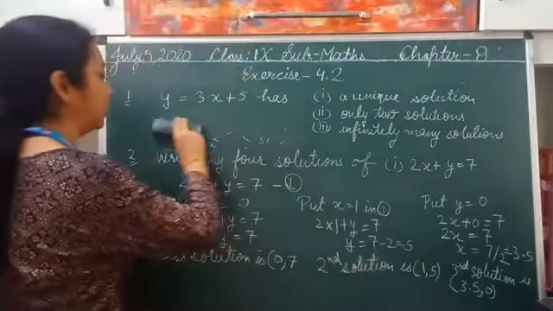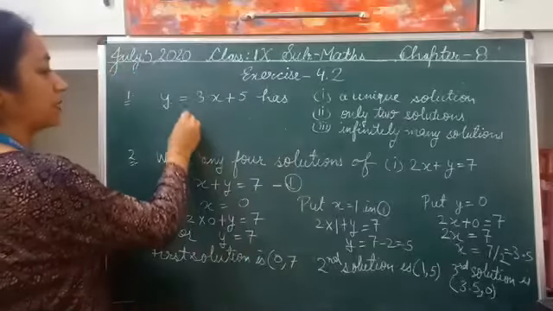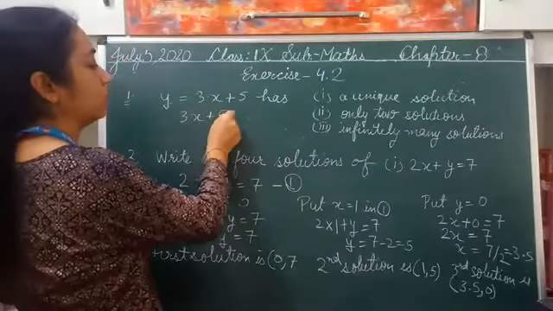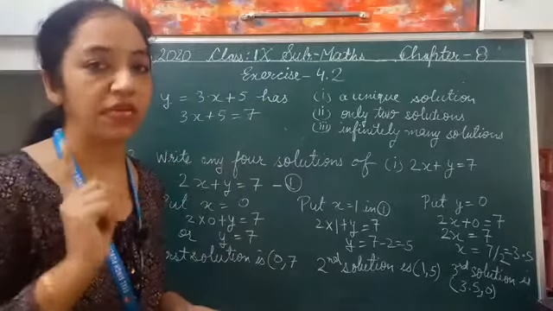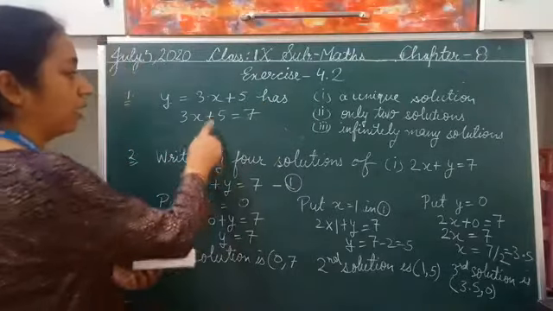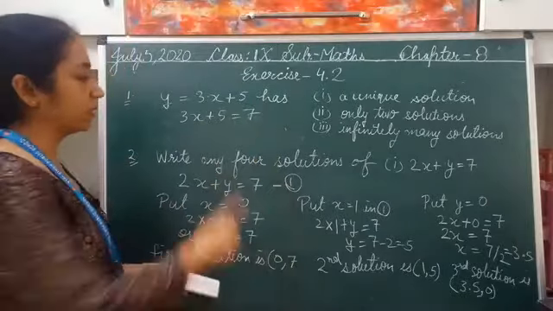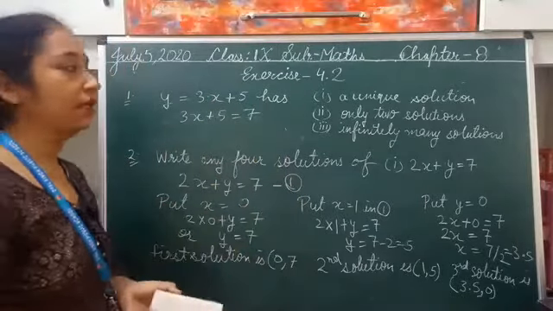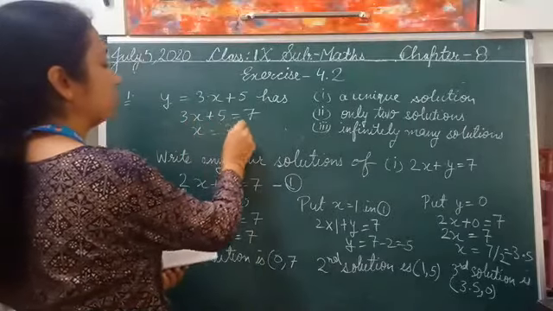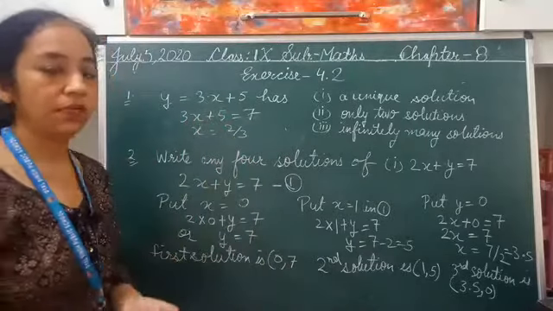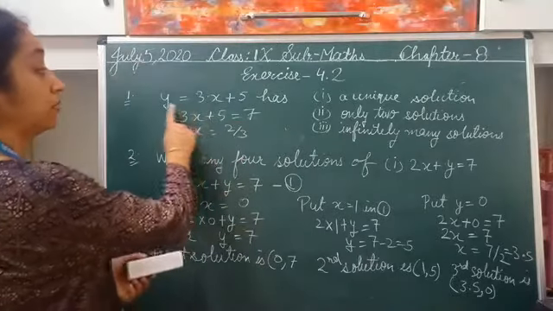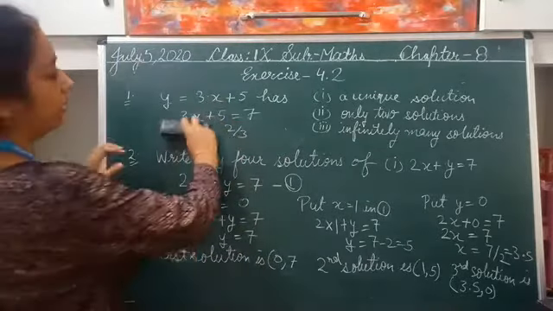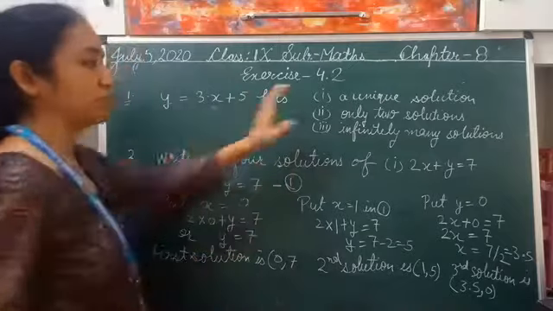You have generally done that already. If you had 3x plus 5 is equal to 7, then you would get a unique value of x, a unique solution. In that case you shift the 5 to the other side, then bring the 3 down, then the value of x would be 2/3. In that case you have only one solution, a unique solution, but here you have two variables, so we will have infinite solutions of this equation.